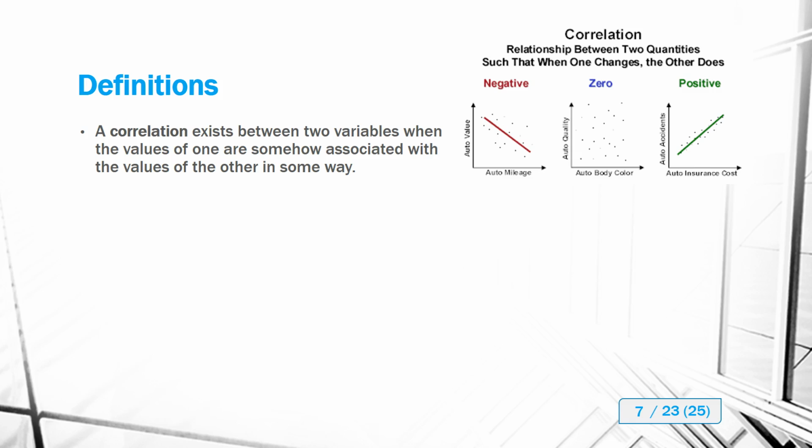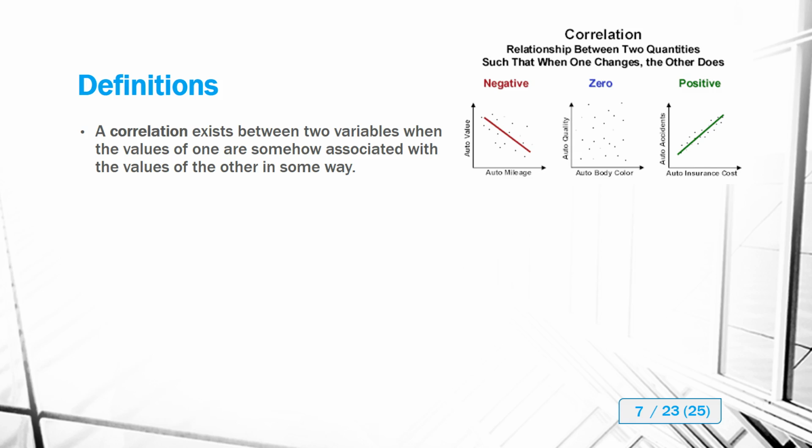This is what we would call a negative correlation, because a decrease in one variable increases the other variable. An increase in one variable represents a decrease in the other variable. Then we have a case where we have no correlation. So for example, auto quality and auto body color. Well, the quality of the car you buy has no relationship with the color of the car. So these two variables are not correlated.